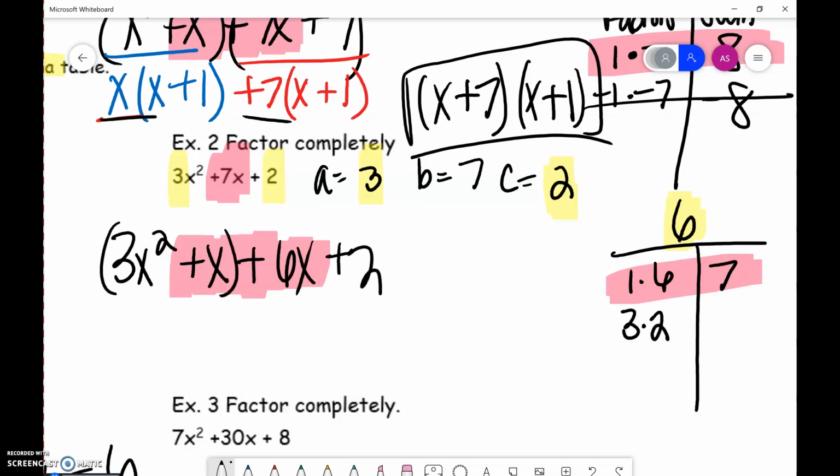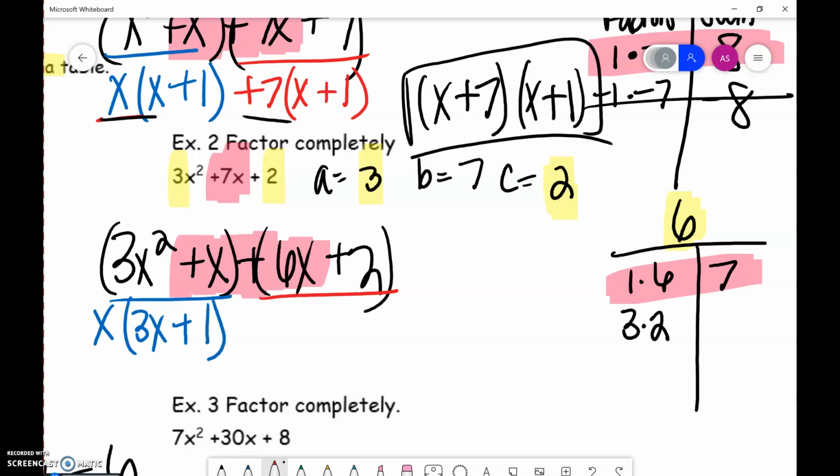So from here, we're ready to group because we have 4 terms. Our greatest common factor here is x. We know x times 3x will give us 3x squared. We know x times 1 will give us x. Here, our GCF is going to be 2. We know 2 times 3x will give us 6x, and 2 times 1 will give us 2.